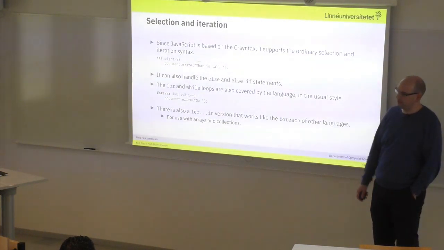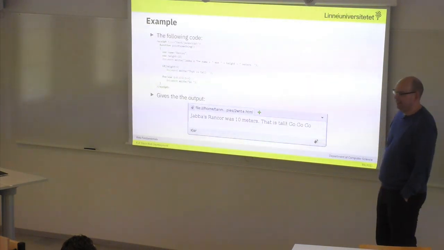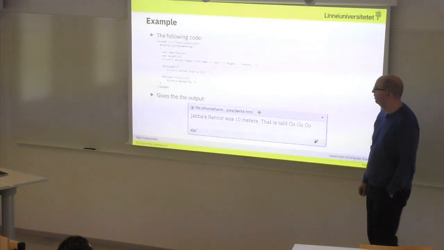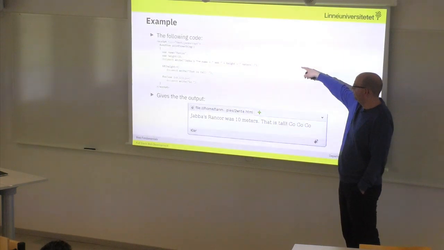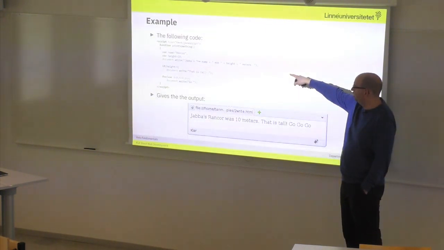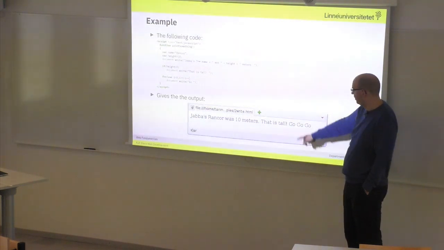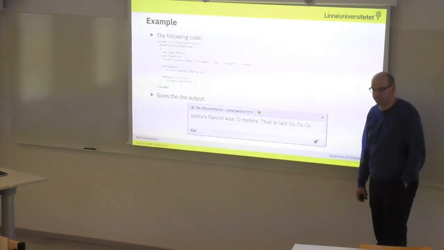But we will fix this later on. Yeah, and here's the complete code. A function prints something where we declare a number of variables. We print something out with string concatenation. We check for a height, and we print go 3 times. So something like this.